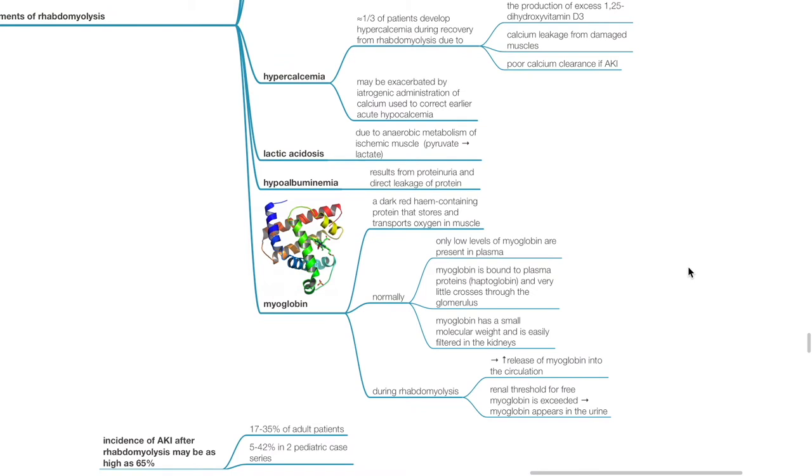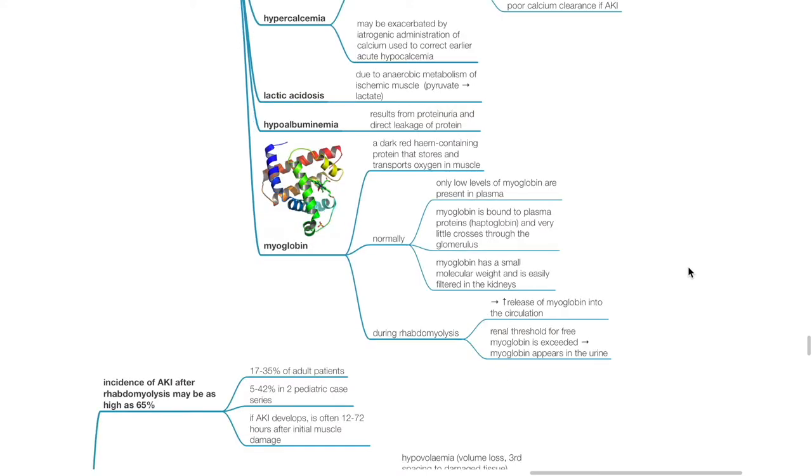Hypoalbuminemia results from proteinuria and direct leakage of protein in the kidneys. Myoglobin is a dark red heme-containing protein that stores and transports oxygen in muscle. Normally, only low levels of myoglobin are present in the plasma. Myoglobin is bound to plasma proteins and very little crosses through the glomerulus normally. Myoglobin has a small molecular weight and is easily filtered in the kidneys.